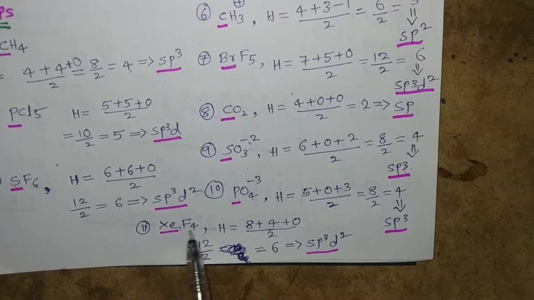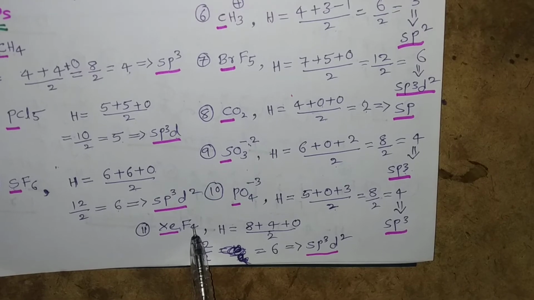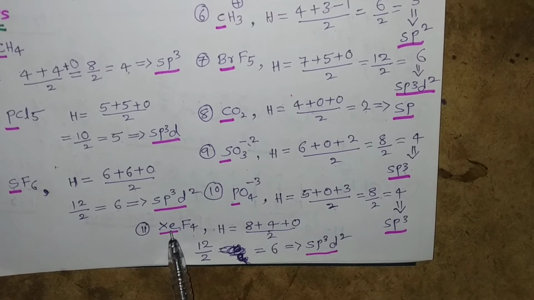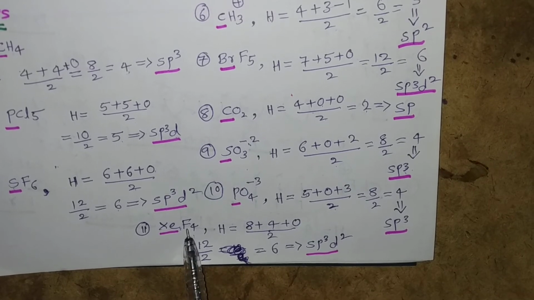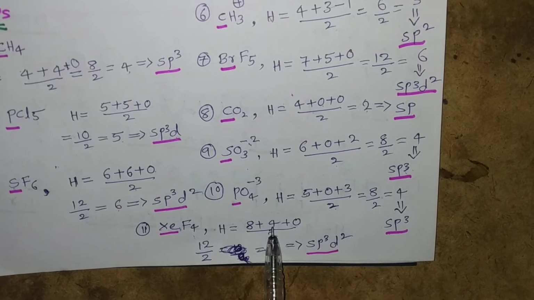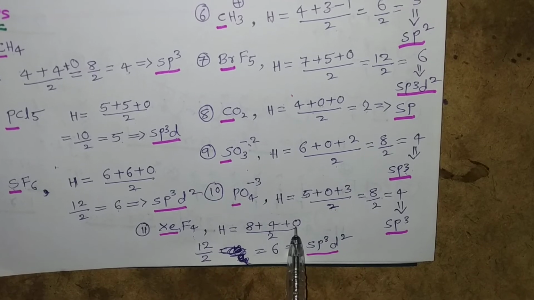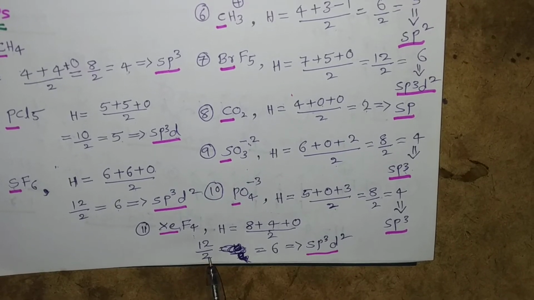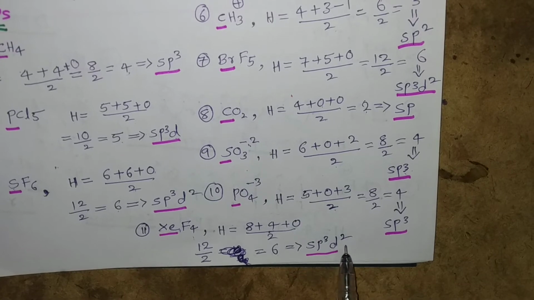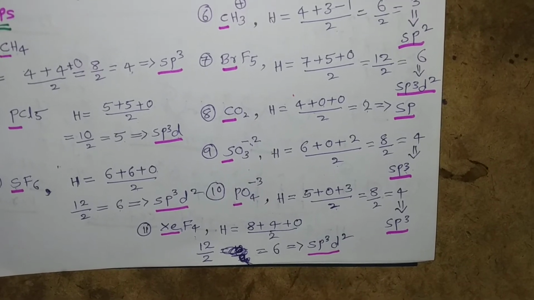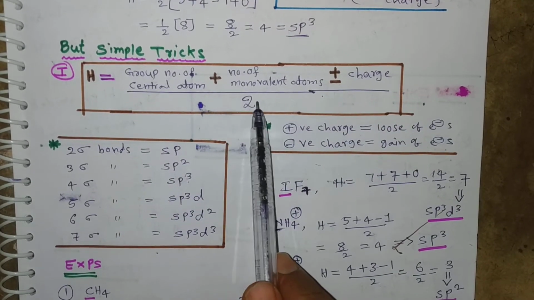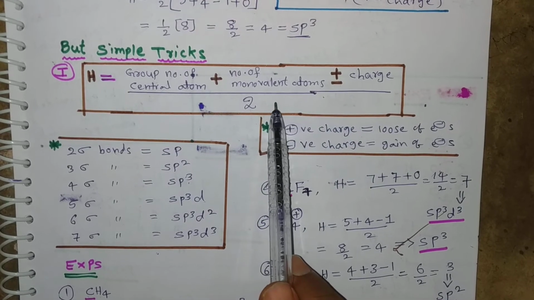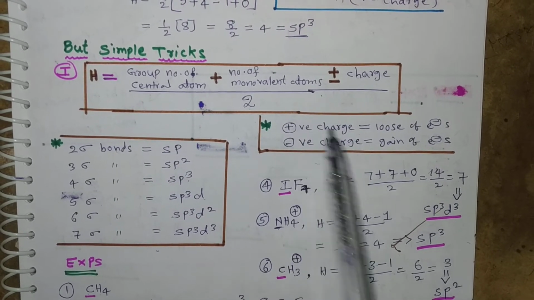Next, xenon tetrafluoride. In xenon tetrafluoride, the central atom is xenon, group number 8, and monovalent fluorines 4, no charge on the molecule, 0 by 2, 12 by 2, 6, sp3d2 hybridization. So this is the first method. It is mainly used to find out the hybridization of the molecule only.